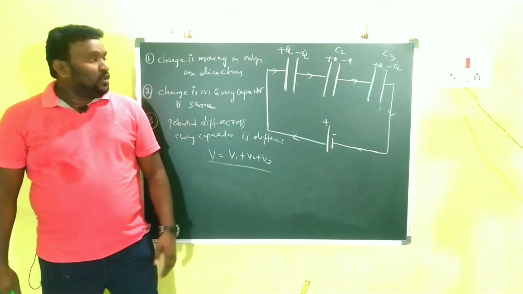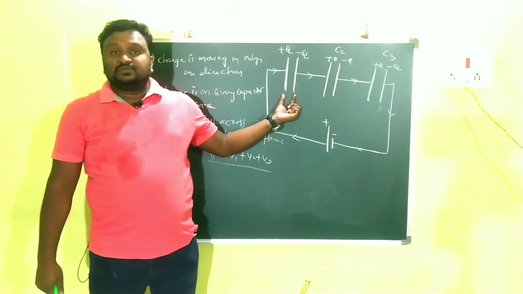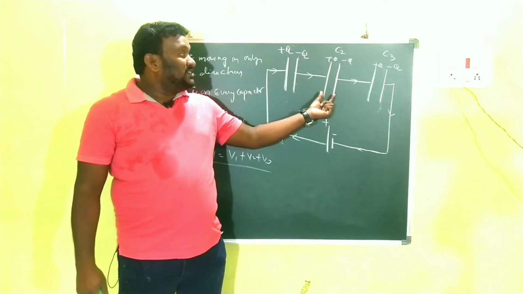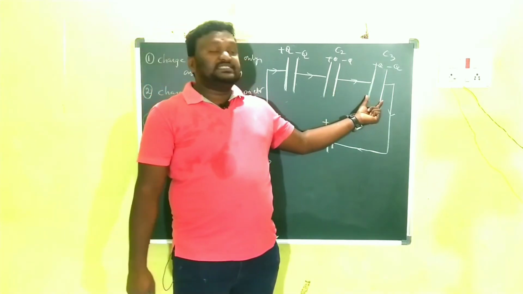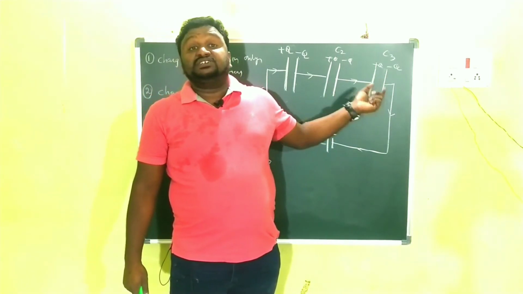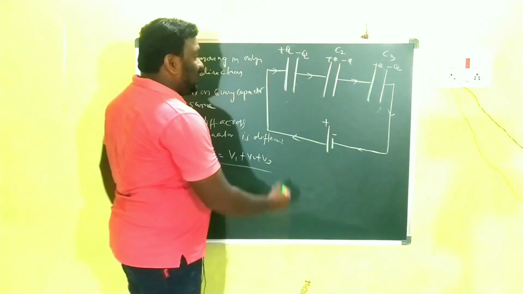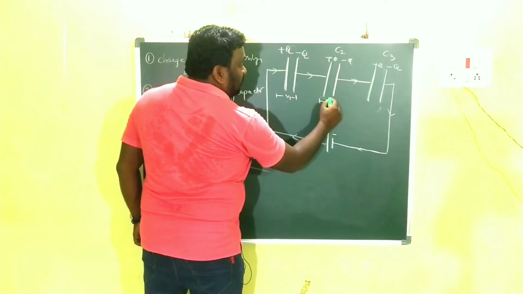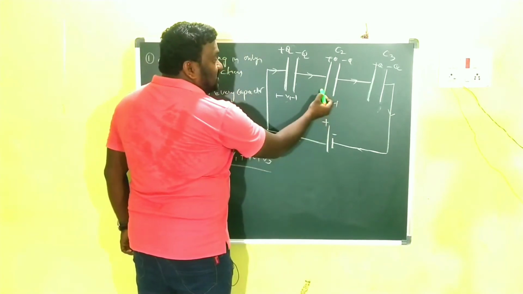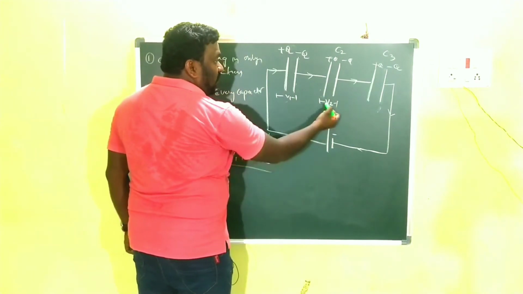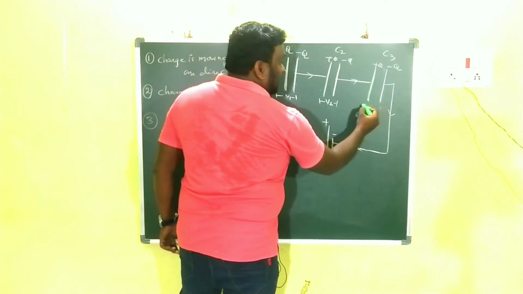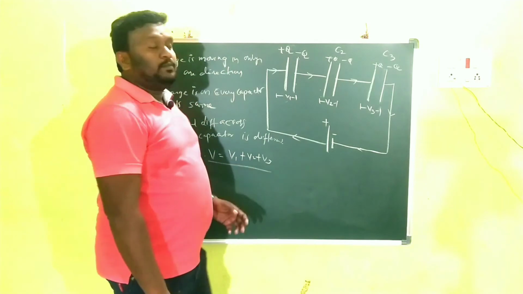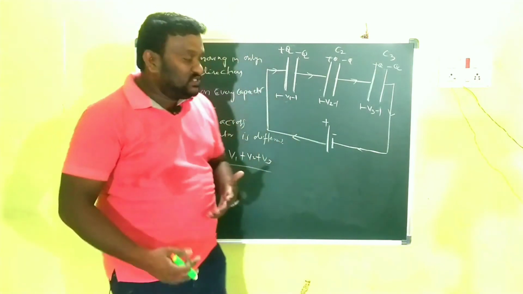Here what is V1? V1 is the potential across the first capacitor, and V2 is the potential difference between two plates of the second capacitor, and V3 is the potential difference across the two plates of the third capacitor. Simply I am showing here, this is V1 and this is V2. What's that? Potential difference between these two plates, that is V2. And again the potential difference between these two plates is V3. V1, V2, V3.